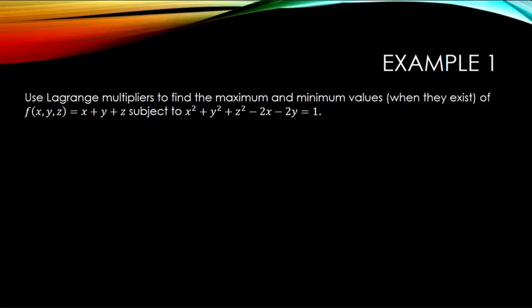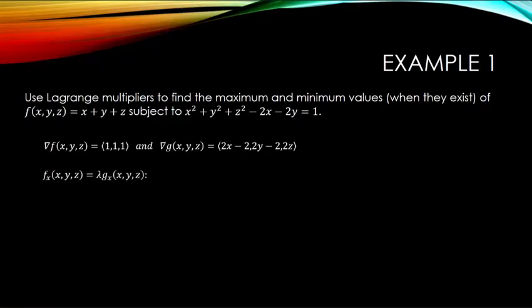In my first example, I want to use Lagrange multipliers to find the maximum and minimum values, when they exist, of the function f of x, y, z is equal to x plus y plus z, subject to the constraint given by x squared plus y squared plus z squared minus 2x minus 2y is equal to 1. The gradient of f gives me the vector with components 1, 1, 1, and the gradient of g gives me a vector with components 2x minus 2, 2y minus 2, and 2z.